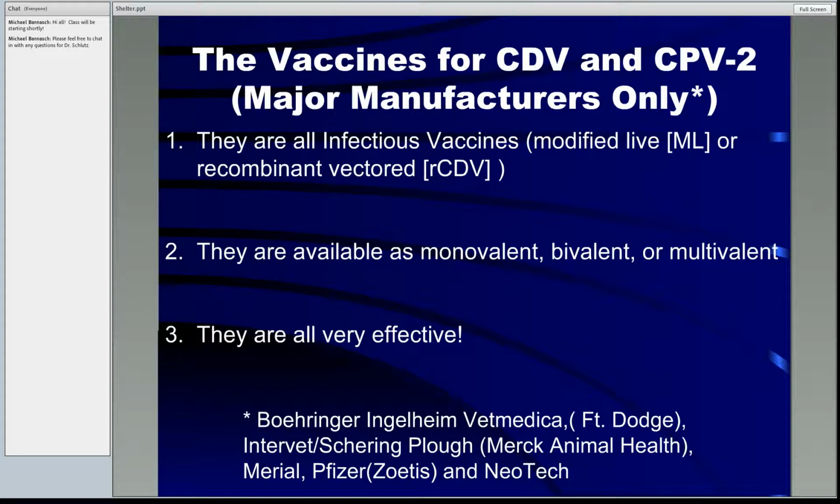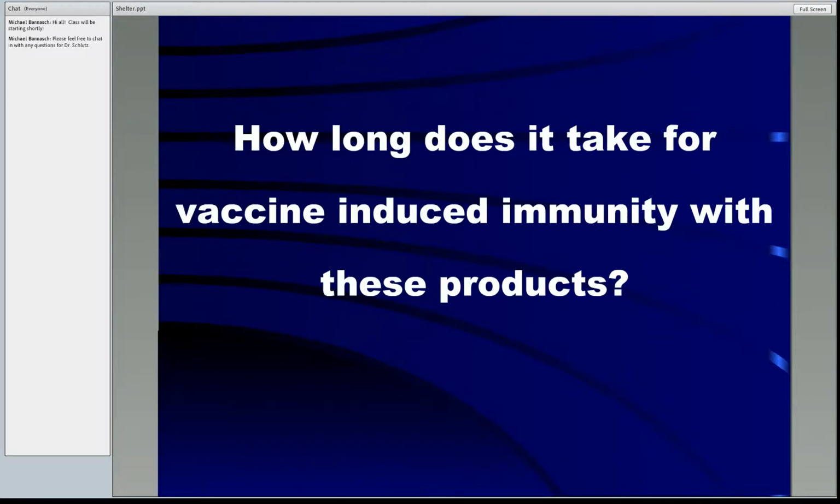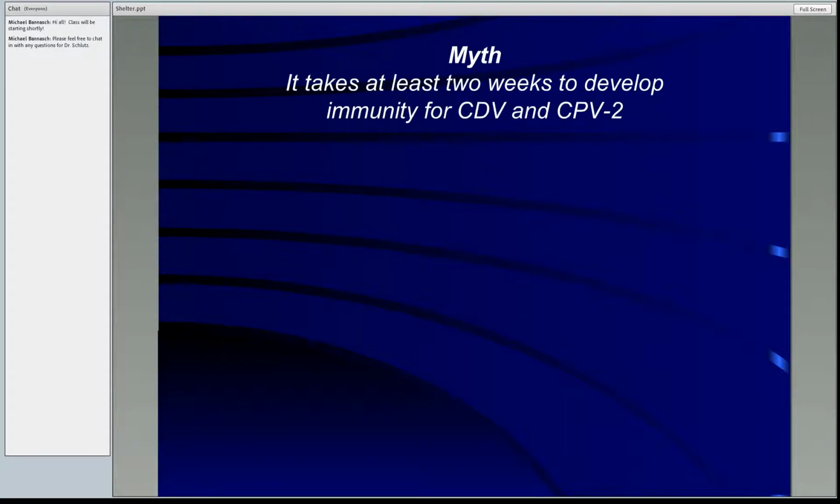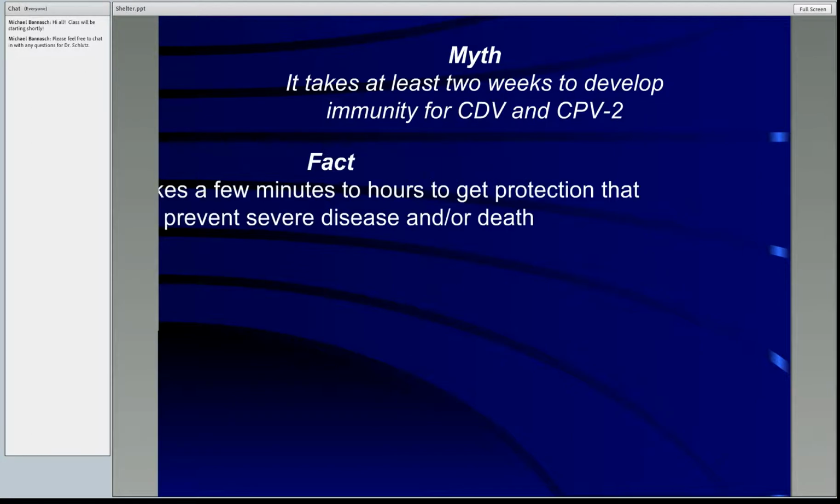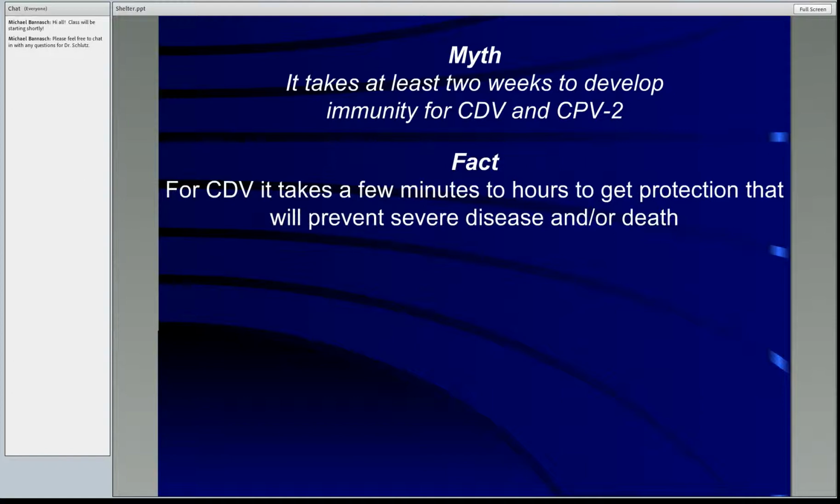All of these vaccines are extremely effective. How long does it take for vaccine immunity to develop? Well, specific immunity, it's often said, and you'll hear people say, well, it takes at least 2 weeks for immunity to develop. Well, in fact, with distemper, through the nonspecific innate immunity as well as the specific immunity, we really have some protection within minutes to hours. That's why I mentioned earlier, it's really critical to get those animals vaccinated as early as possible.